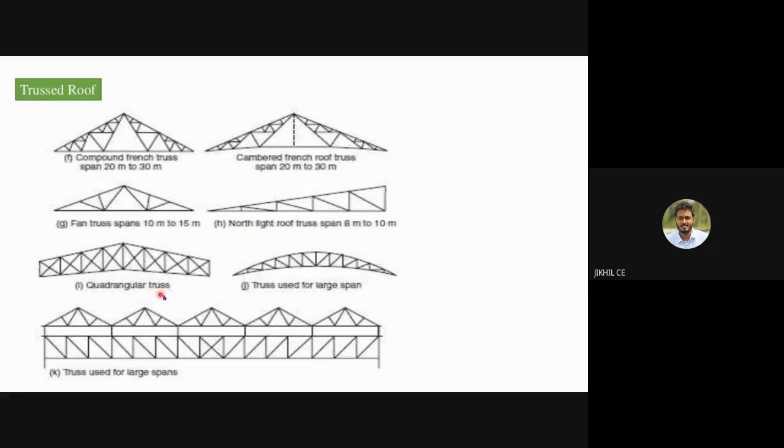Then we have the quadrangular trusses. This type of truss is mostly seen in workshops or some godowns. Then there are trusses used for large spans, which are also well seen in large storage houses. And for very long spans, maybe beyond 30 meters, you have to go for a combination of various trusses.